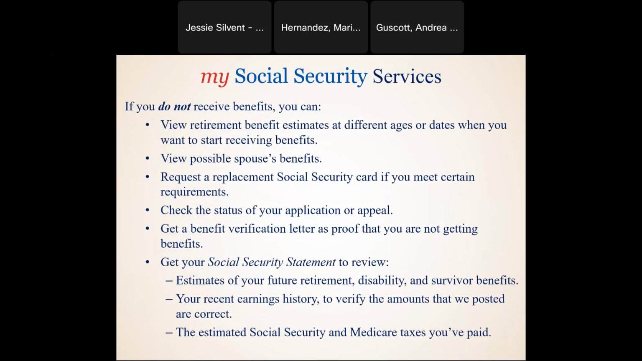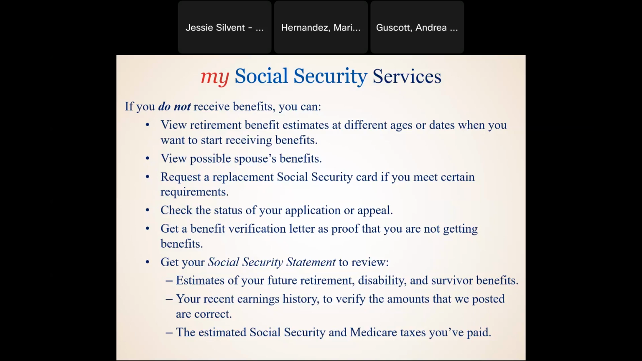For those who don't receive benefits, there are still a lot of great things that can be accessed with a My Social Security account. Someone can view their retirement benefit estimates at different ages, and view potential spouse benefits if they are going to be eligible on a spouse's record down the road. You can also request a replacement Social Security card, whether you receive Social Security benefits or not. If you have a pending application or appeal, you can check the status of that online. You can also get a benefit verification letter as proof that you do not receive benefits if that's being requested by any kind of agency or organization.